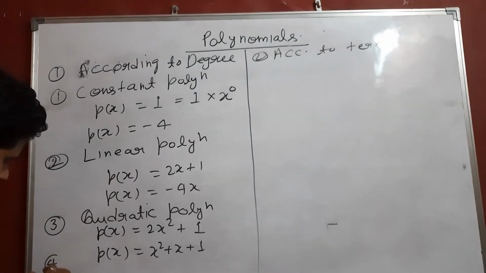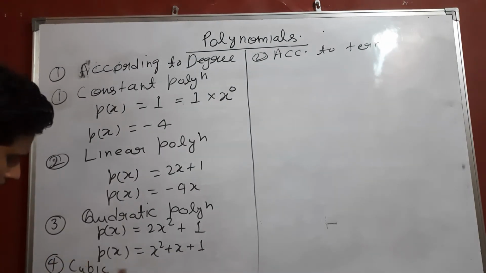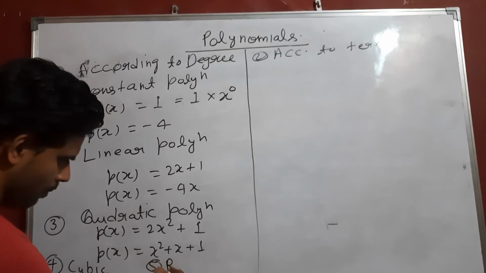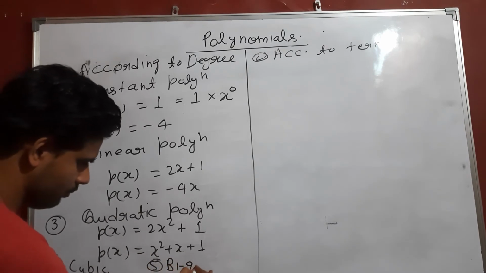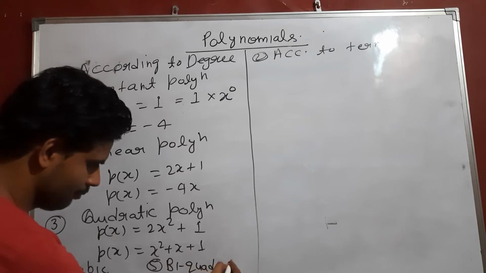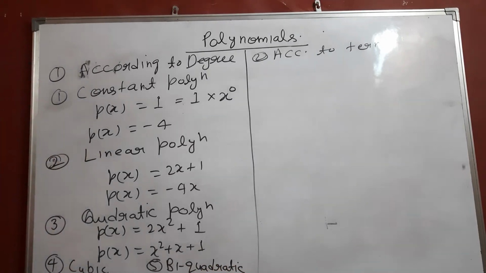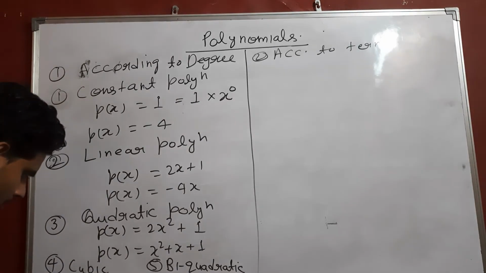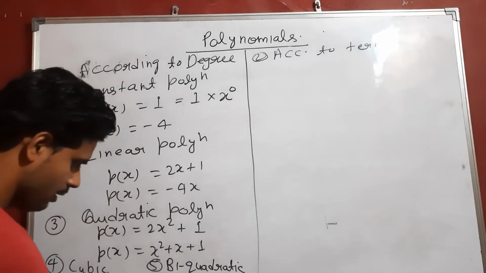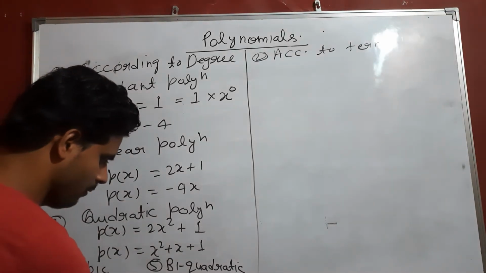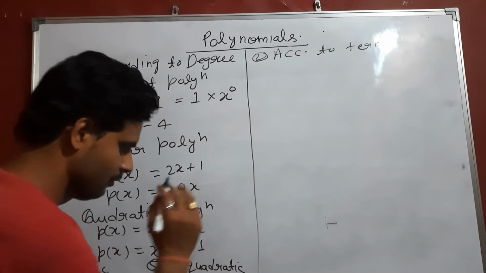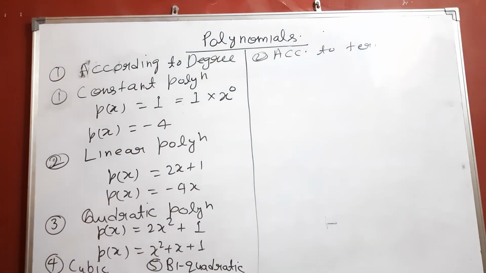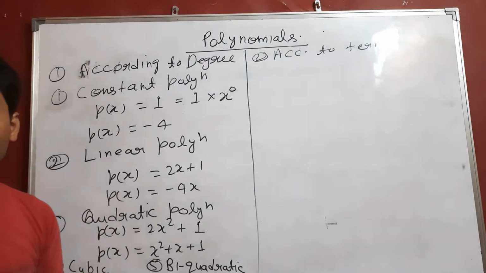In the same way, cubic polynomial or biquadratic polynomial. Cubic means the degree of the polynomial is 3. For example, p(x) equals x cube plus 1. Biquadratic means the degree of the polynomial is 4. So, according to the degree, these are the types of polynomials.